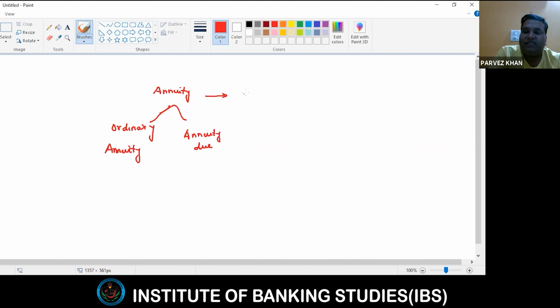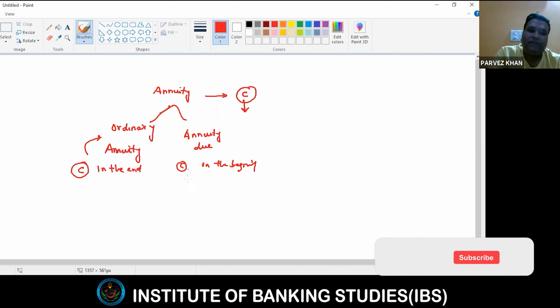This series of payments, I will denote here with C. Now we have to talk about when we are going to make this payment, this C. Whether we pay C in the beginning of the year or period, or at the end of the year or period. If you are making the C payment at the end, we call it an ordinary annuity. Like if every year we make the payment at the end of December, we call it an ordinary annuity. If you are making the C payment in the beginning, you understood? I'm talking about the series of payments.